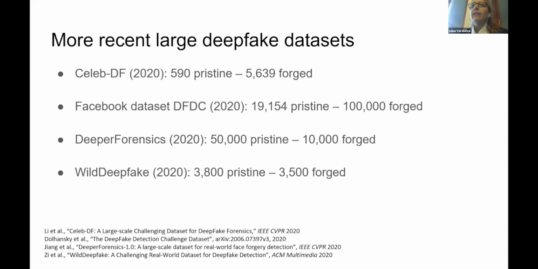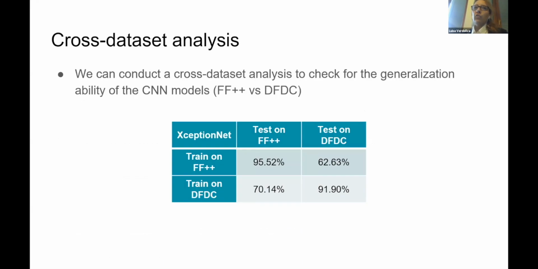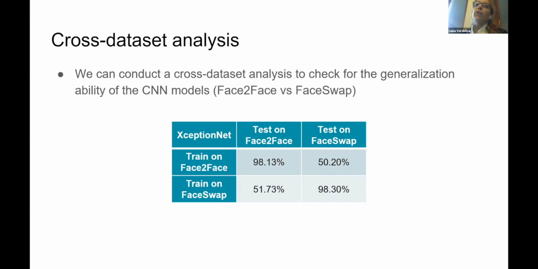There are a lot of deepfake datasets in the last period, so we wanted to understand what happens if we train on one dataset and then test on another. What about the generalization of deep learning based methods? Actually, generalization is a problem. If we carry out a cross-dataset analysis, training on a dataset like FaceForensics and then testing on the dataset proposed by Facebook, you can see that accuracy drops. This also happens if we change the manipulation, for example from a facial expression manipulation to a replacement of the face, where we have very bad results.